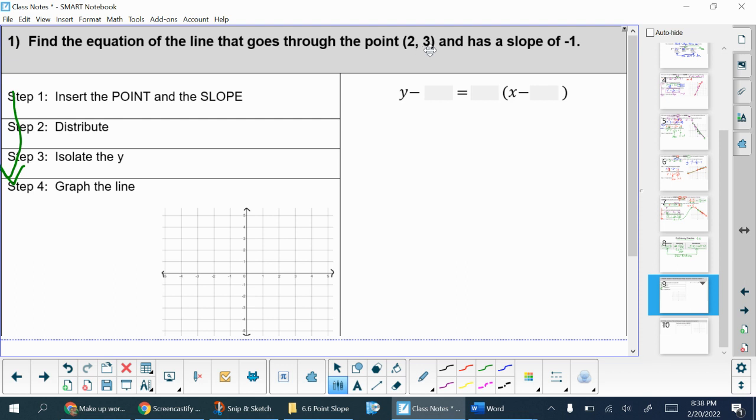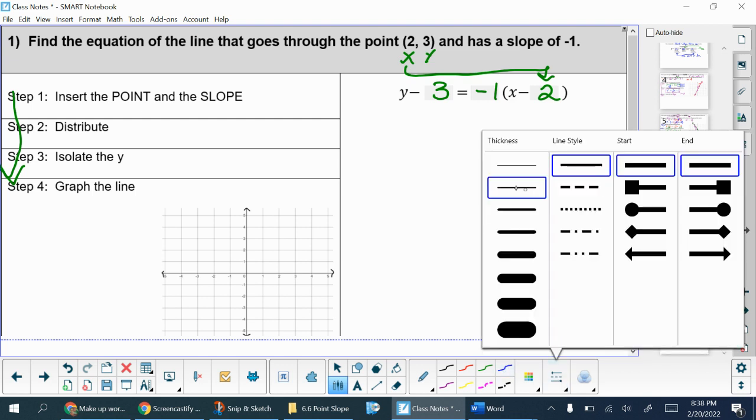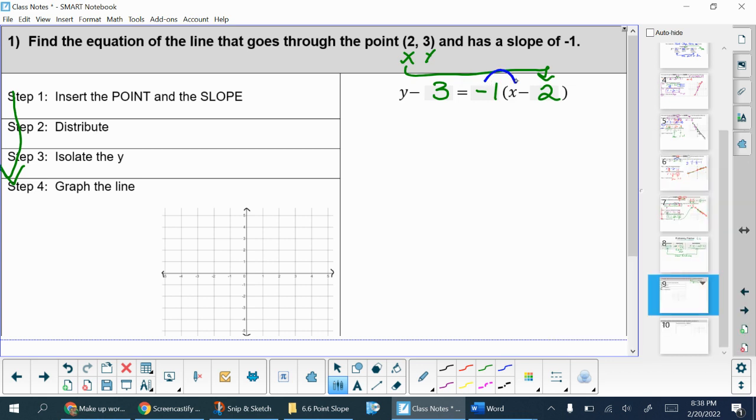So on this one, we have the point. It might be helpful to go ahead and just write x and y on there. So the x coordinate is going to go in for x1. The y coordinate will go in for y1. And the slope of -1 will go there. They even went ahead and left you directions on these. So the next step says distribute. So I want to see those arrows.